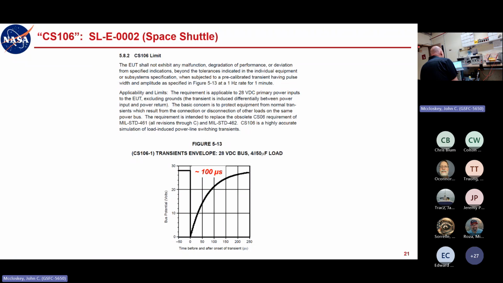Okay, so now there's this CS106 that I put in quotes because there's another CS106 that I'm going to talk about that's different from this. So we have to be very careful which one we're dealing with. This one was defined first for the space shuttle program in this SLE triple ball 2 document. And for the power distribution scheme on the shuttle, they did not see any significant risk of positive going transients, so they did not apply a positive going pulse. They only applied this negative going pulse for equipment being turned on to the bus.